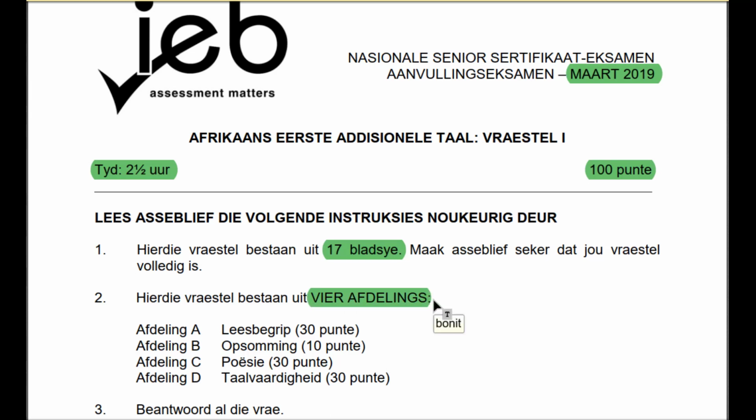So make sure that you are aware that this paper consists of 4 sections.